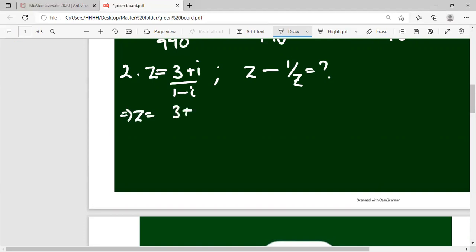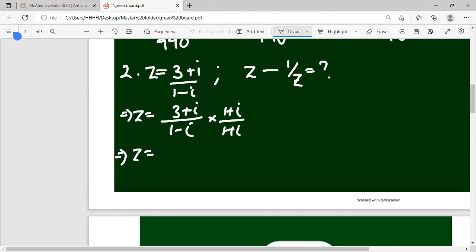We'll say 3 plus i divided by 1 minus i. By rationalizing the denominator, it means we multiply by 1 plus i, even here, 1 plus i. Take note that 1 plus i divided by 1 plus i is a dummy number, so it has no effect. So what do we get?